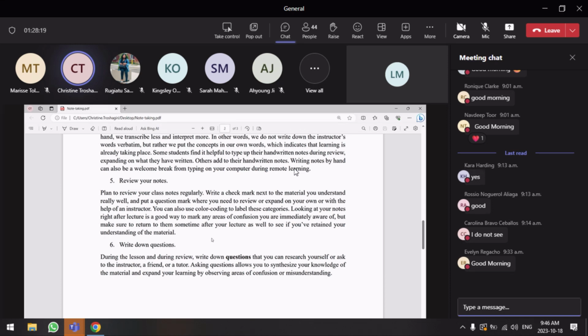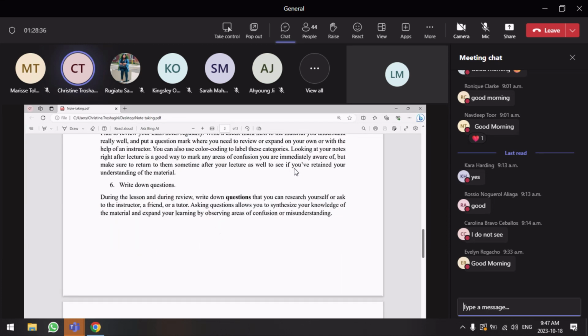It's not like they are very well informed of that topic or that particular idea or the information perfectly. Okay, so this is very important to get back into your notes and to review them frequently. Now, write down questions. During the lesson and during review, write down questions that you can research yourself or ask the instructor, a friend, or a tutor.